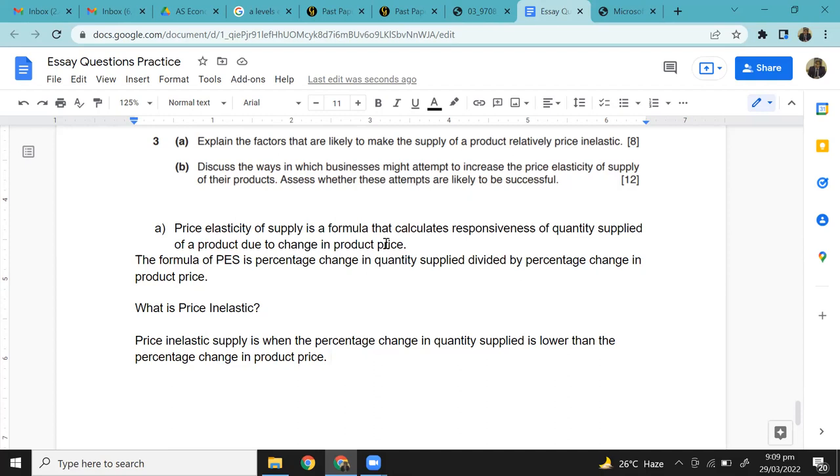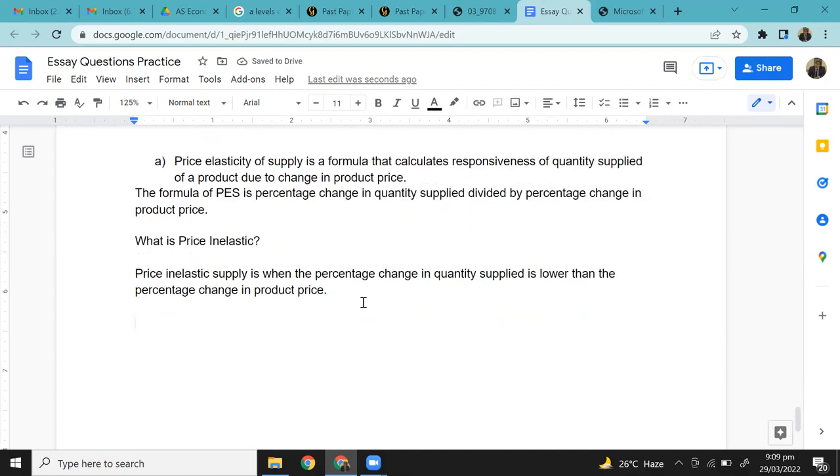And the value will always be less than 1. We do know this, right? The same rule applies for price elasticity of demand and price elasticity of supply. If the value is greater than 1, it's more elastic. If it's equal to 1, it's unitary elastic. And if it's less than 1, it's less elastic. Easy. Any confusion so far? Anything that's not clear? Anything you want to ask me?